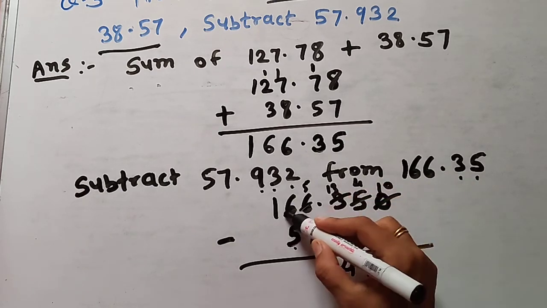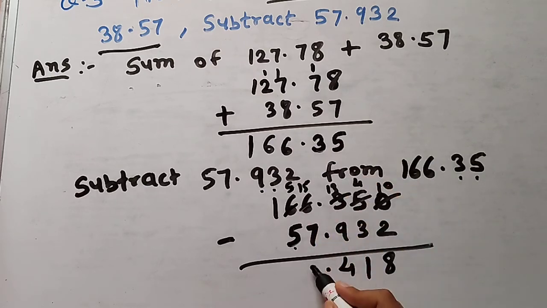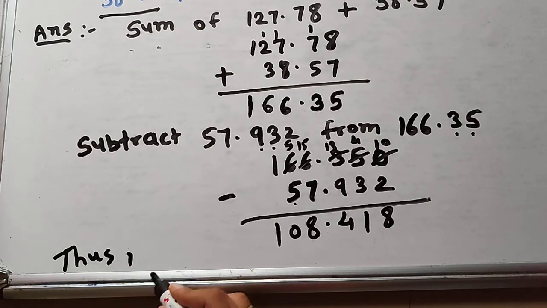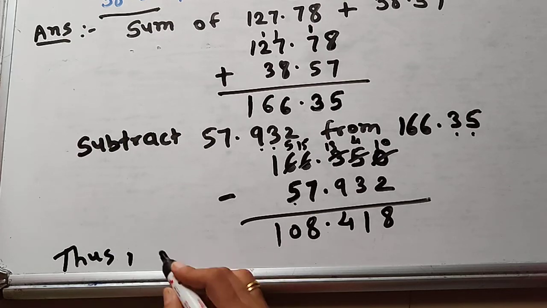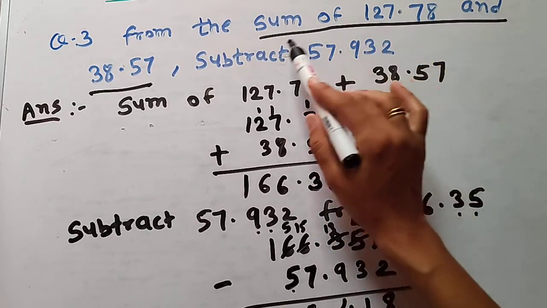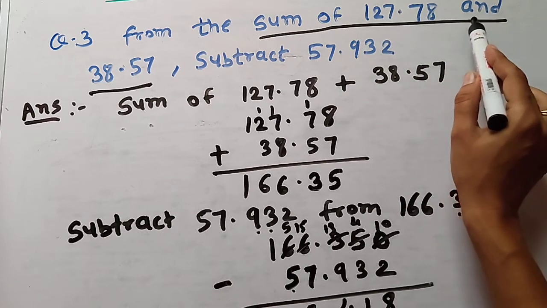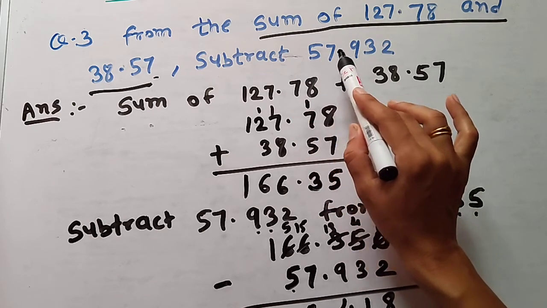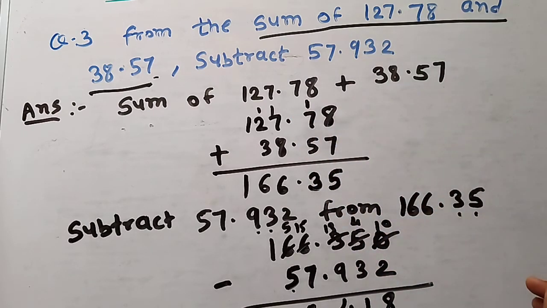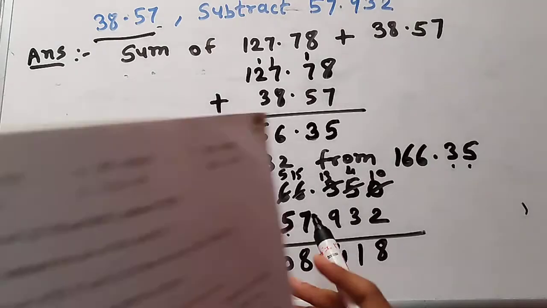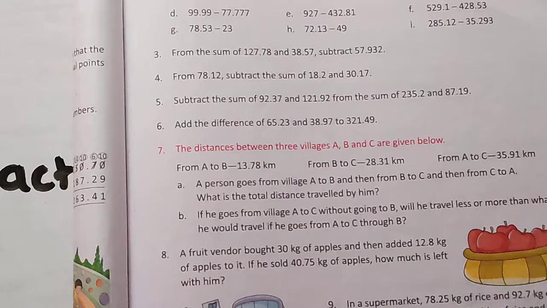5 minus 7 again not possible, so again borrow from 6. So here we get 15 minus 7 we get 8, 5 minus 5 we get 0 and 1. So your answer is this. You have to write the whole question: the sum of 127.78 and 38.57, when we subtract 57.932, we get the answer 108.418. Okay, in this way you have to write the answer. In the same way you have to solve the remaining questions.